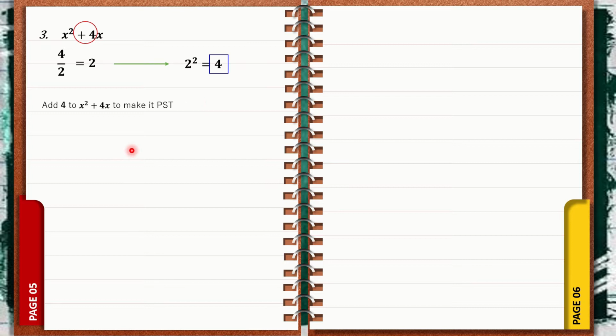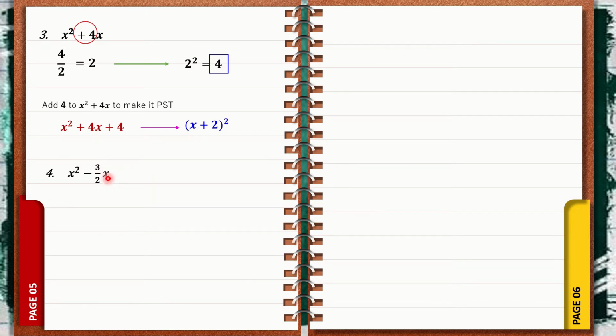Next, example number 3. x squared plus 4x. Let us get half of positive 4, which is 2. Then square 2, and we will have 4. Then add 4 to x squared plus 4x to make it a PST. We will have x squared plus 4x plus 4. Now, factoring this expression, we will get the square of x plus 2. That's it.